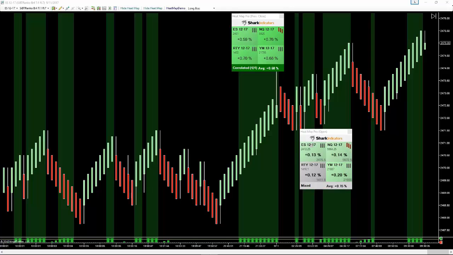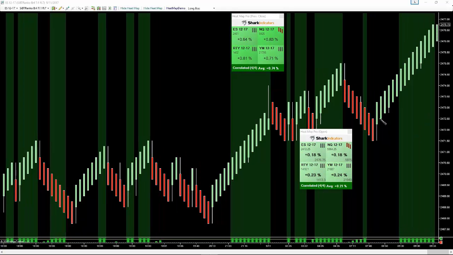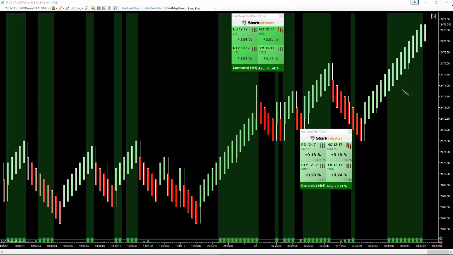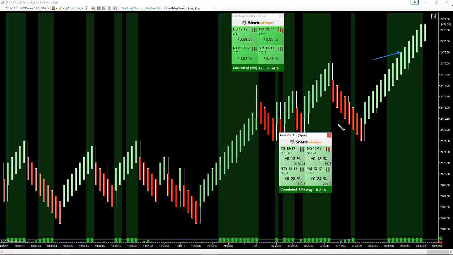Okay, so now we've got some green. I went a little too fast. I'm going to pause it for a second. So we had some correlation coming in, and it happened during this signal area here. It went a little too fast for me, and I'm going to assume it was right about there at the open of the U.S. market. Now, could I have taken the earlier signal just based on the previous close heat map? Absolutely.